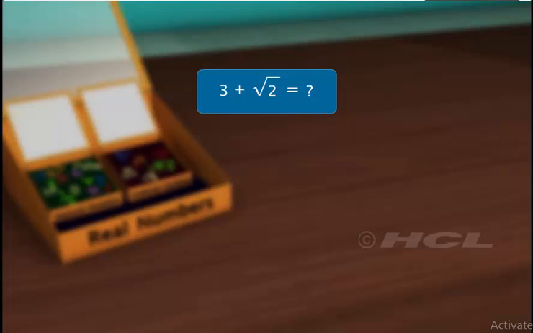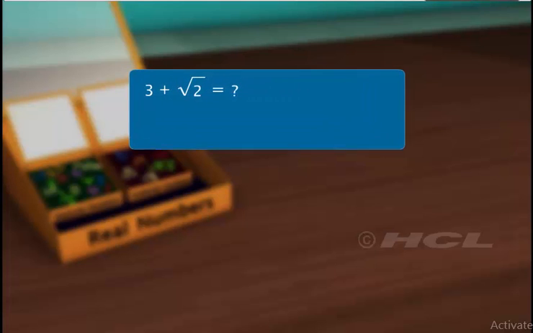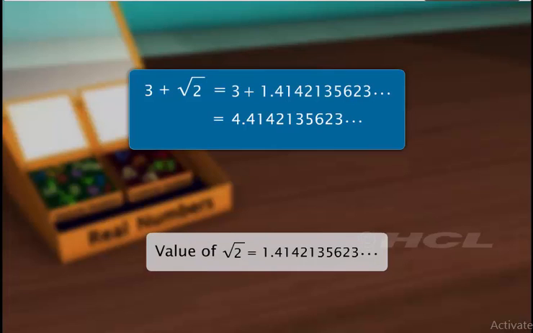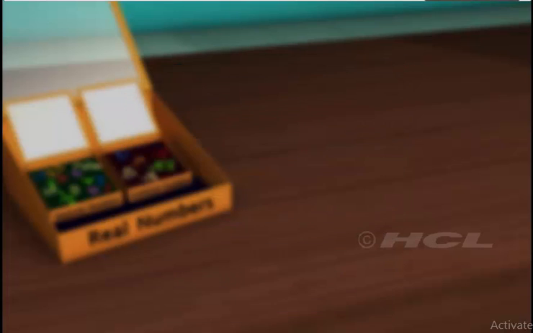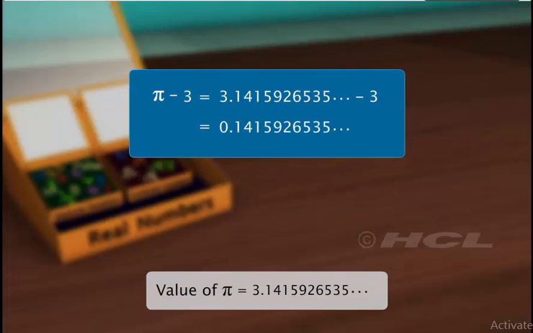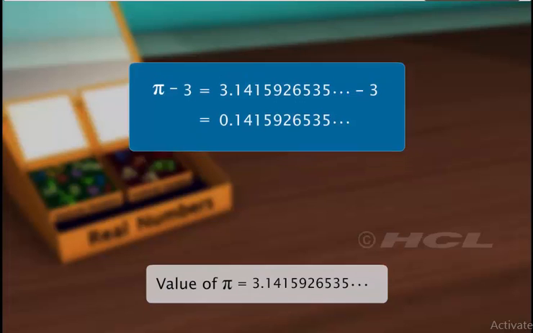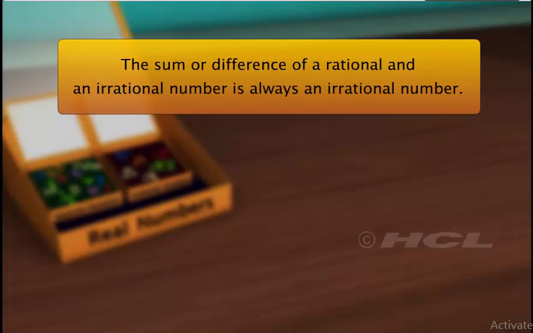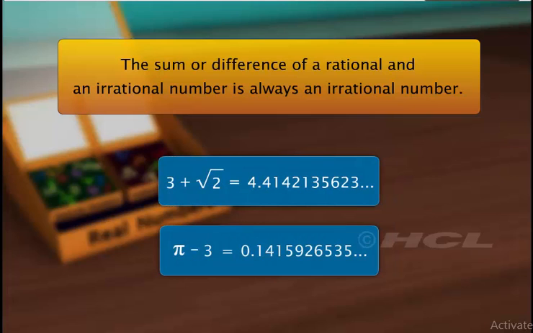Next, let's check the sum of a rational number and an irrational number. Since square root of 2 is a non-terminating and non-recurring decimal number, 3 plus square root of 2 is also a non-terminating and non-recurring decimal number, and hence it is also an irrational number. Similarly, let's check another example. Pi minus 3 is also an irrational number. Therefore, we can say that the sum or difference of a rational and an irrational number is always an irrational number.